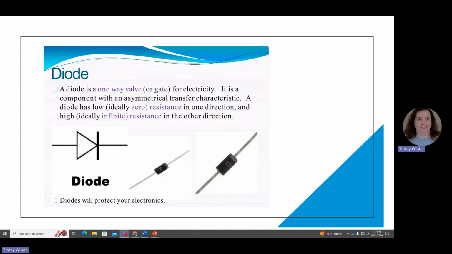A diode. Now, I don't know if we've talked about diodes. I'm pretty sure we haven't. But they're a one-way gate or valve for electricity. They only let it flow in one direction. See, we talked about alternating current. A diode would not allow it to come back.